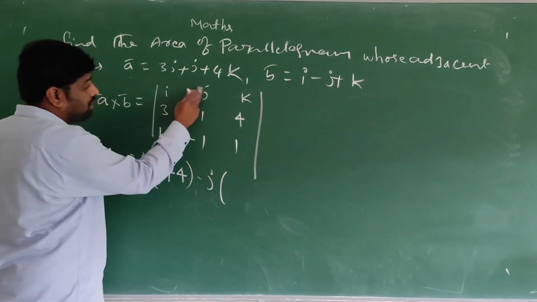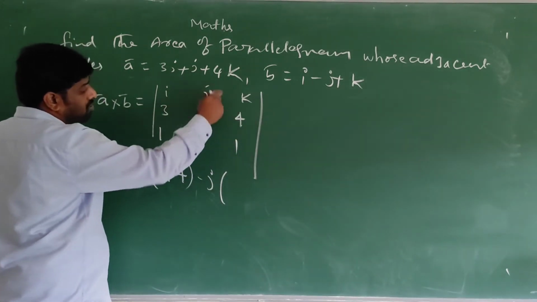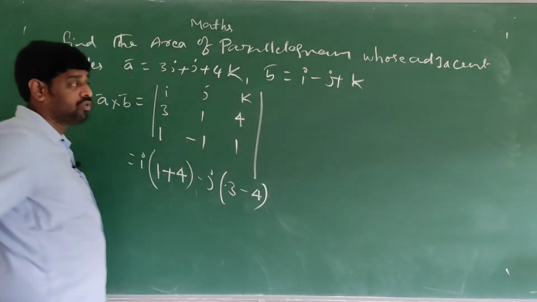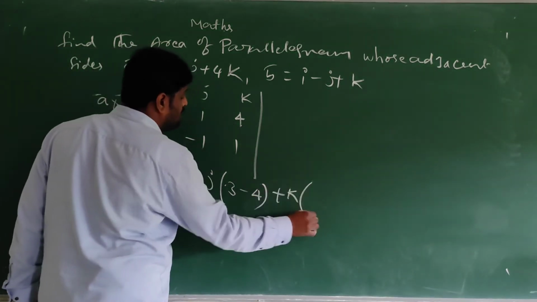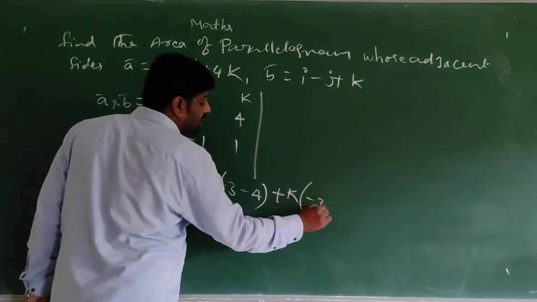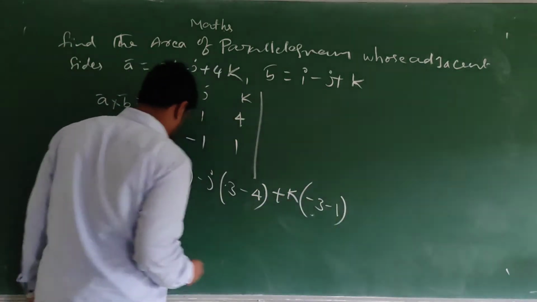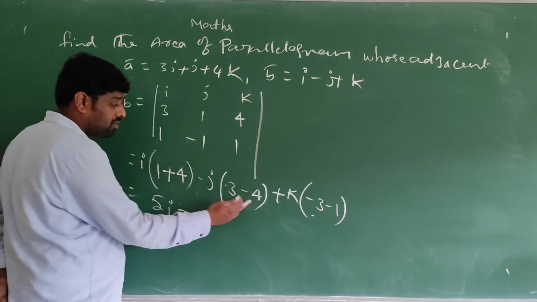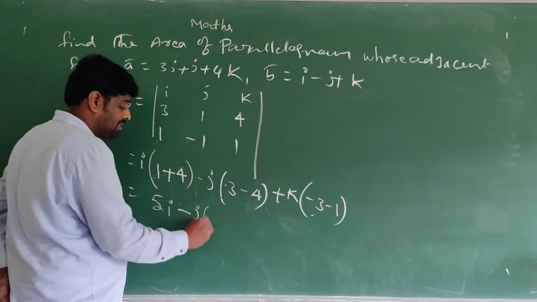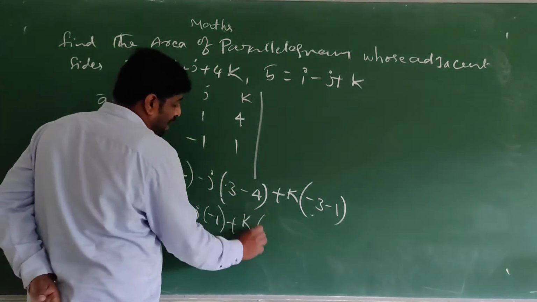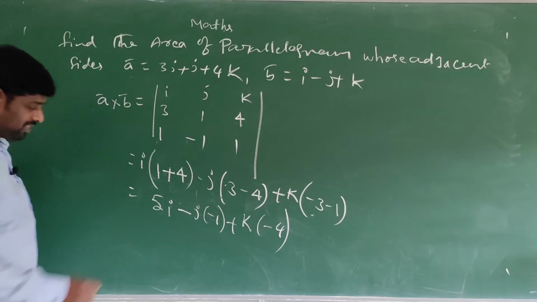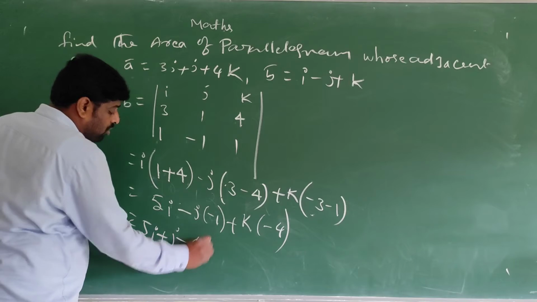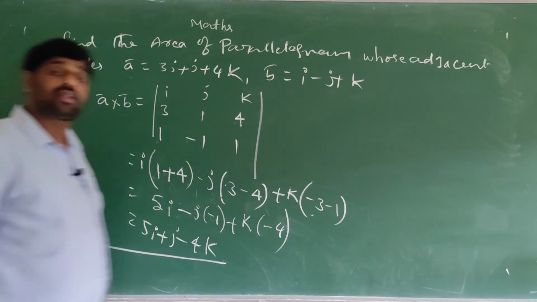Minus j into (3 times 1 minus 4 times 1), taking this row and this column as common, which is minus 1. Plus k into (3 times minus 1 minus 1 times 1), which is minus 4. So that is 5 i cap plus j cap minus 4k cap. This is A bar cross B bar.